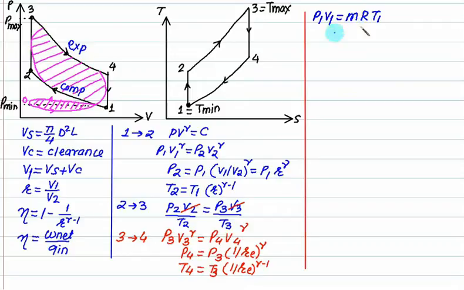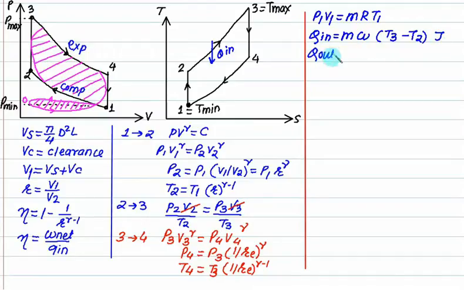And you can apply this for all 4 stages. Once we know mass, can we calculate total quantity of Qin? Qin is a constant volume process, which is basically 2 to 3. So this one is from 2 to 3, so this is Qin. So this is T3 minus T2. Answer will be in joules if you use CV in joules.